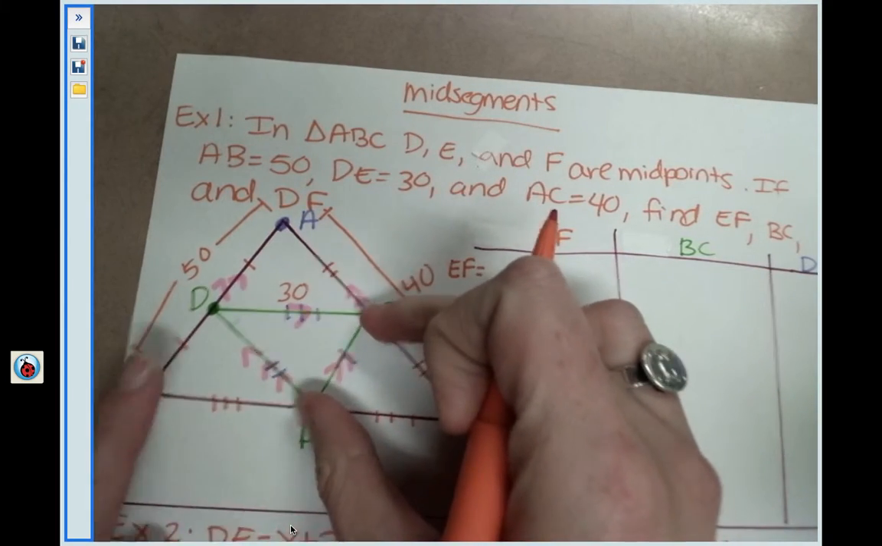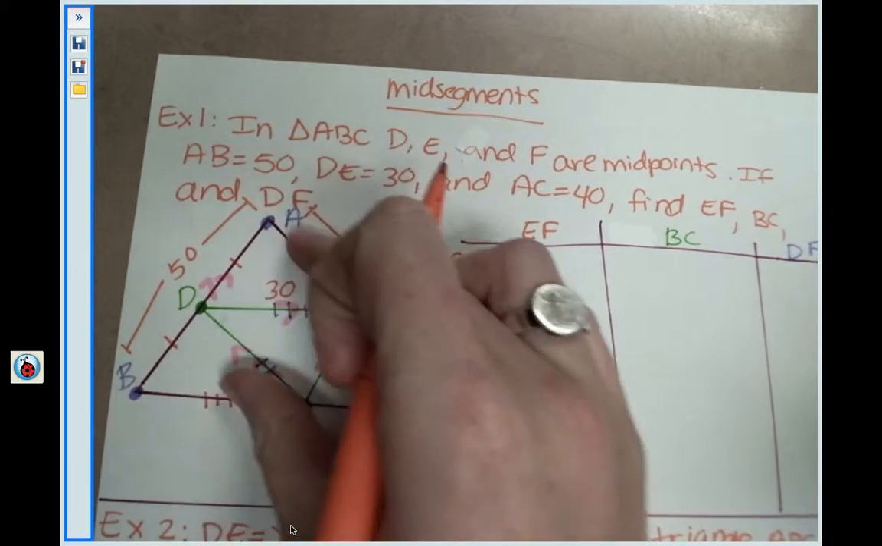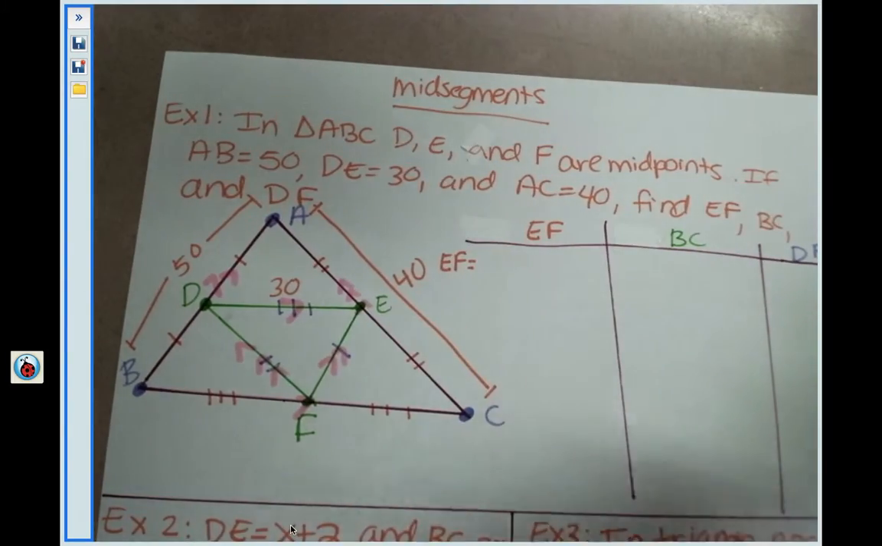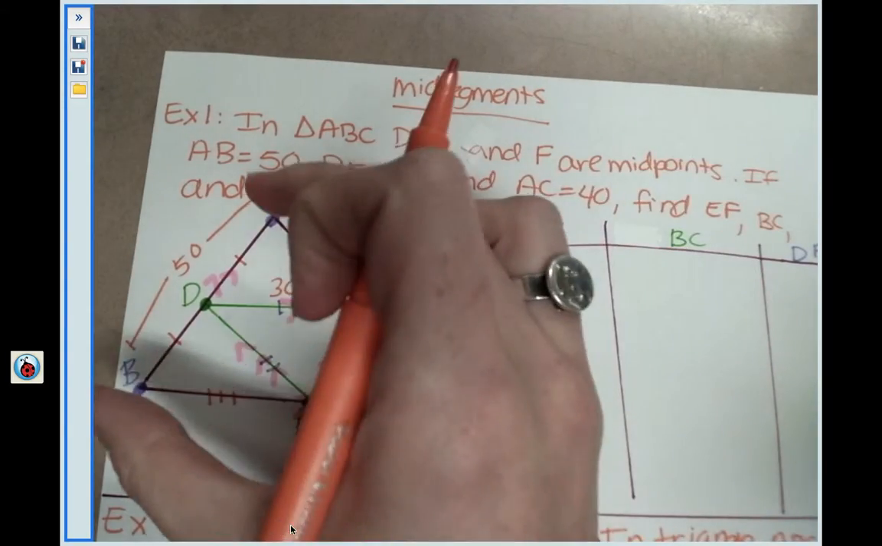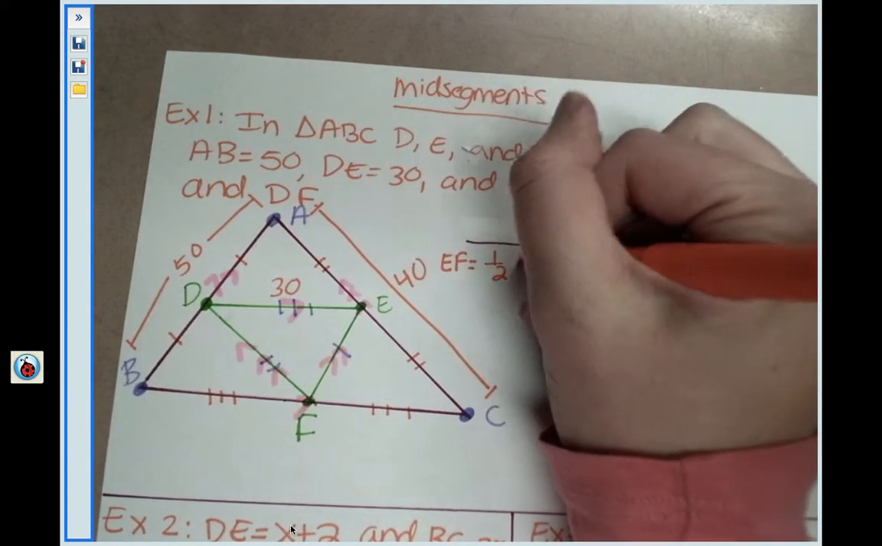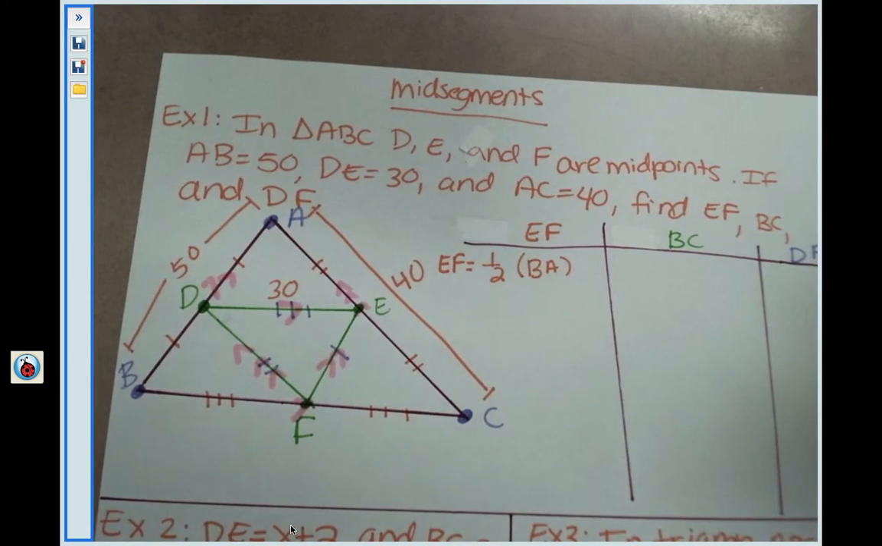EF is going to equal half of this side right here. So if I half this side, I will get this midsegment. Okay, so that's something to consider. So EF equals 1/2 of AB, or BA, whatever you prefer. All right, let's solve this thing.